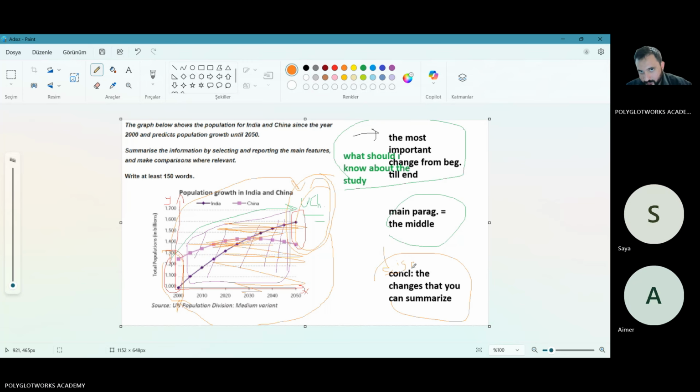But be careful. While writing this discussion paragraph, students are always giving their own personal opinions. It means subjective ideas. This is the most tragic situation for me. Why? Because IELTS academic writing task one is not about what you are thinking. It should be objective. Okay, so you need to make it clear. So let's move on.